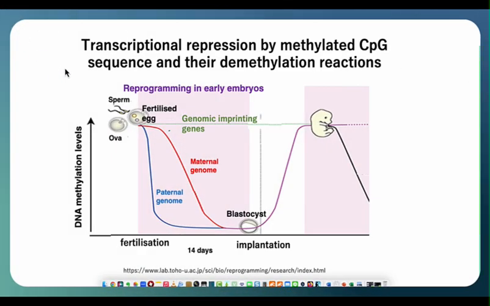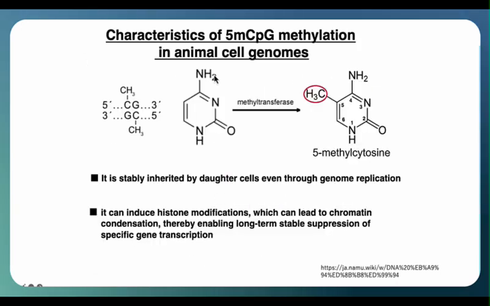This lecture explains the transcriptional repression of genes through methylation of cytosine within CpG sequences, as well as the demethylation reaction. In animal cell genomes, the majority of base modifications observed are methylation of the fifth carbon of cytosine within CpG sequences. In 5-methylcytosine, the hydrogen at the fifth carbon position of the cytosine base is replaced with a methyl group. This reaction is carried out by DNA methyltransferase.